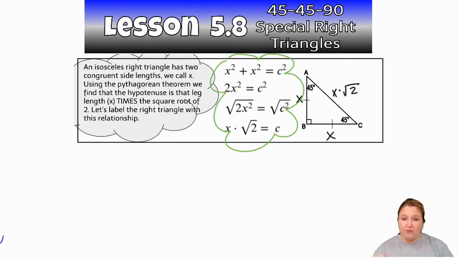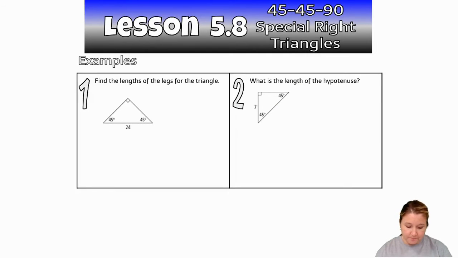So that's labeled. The two side lengths that are congruent because it's an isosceles 45, 45, 90 special right triangle are x, and then x times the square root of 2 is the hypotenuse every single time. So let's take a look.